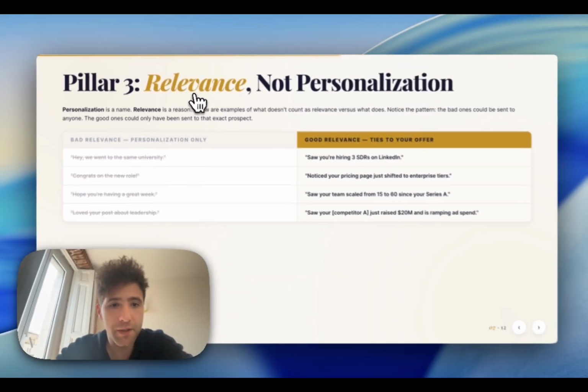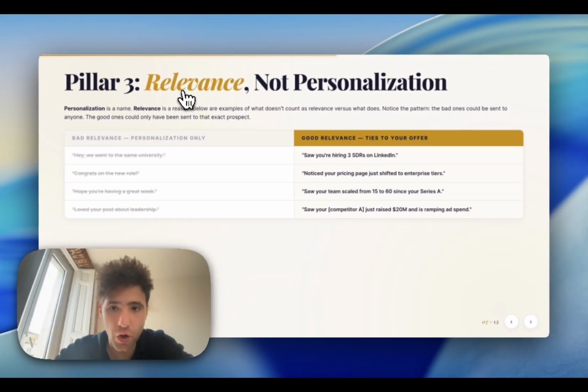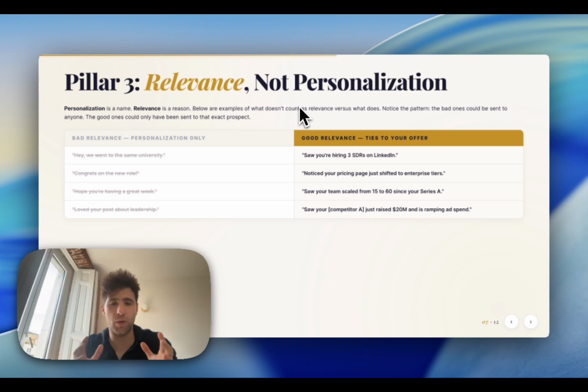Pillar 3, you need to make the email relevant, not personalized. Okay, so here's something that's really important about personalization: your cold emails must be personalized in a way that can benefit the prospect. Saying something like, hey John, so we went to the same university together, is not going to move the needle when it comes to conversions or booking calls. Instead, you want to personalize it in a way that can be beneficial to the recipient.